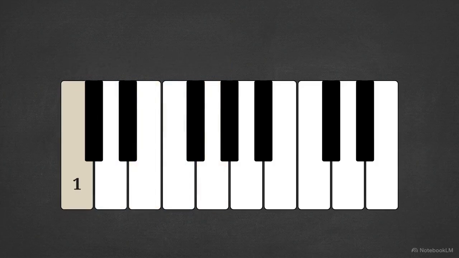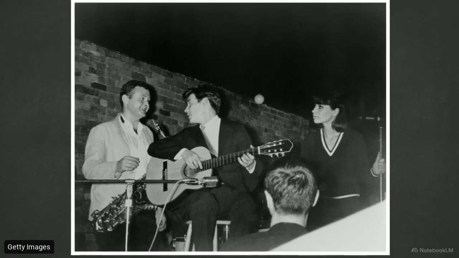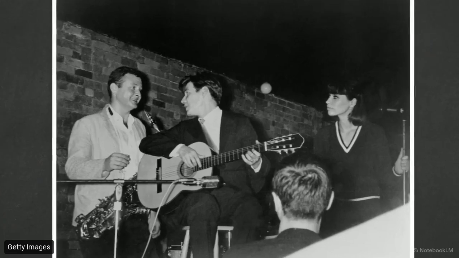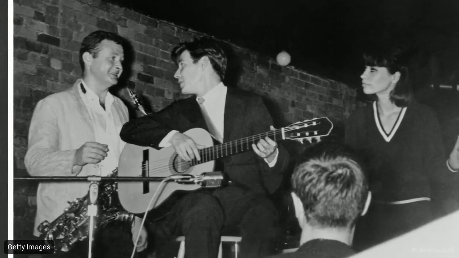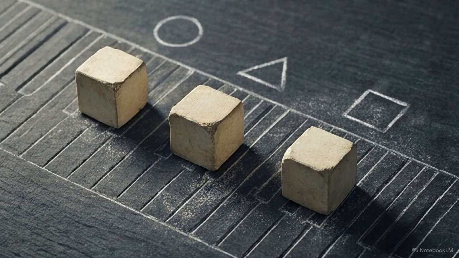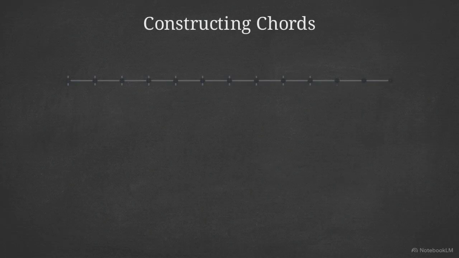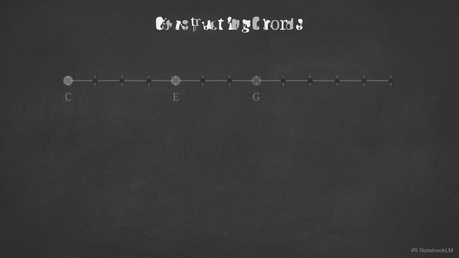A common mistake here is counting the starting key itself as step number 1. Instead, you need to measure the distance by counting the physical steps upward from the root to the target key. This 1-3-5 spacing is the standard architecture for triads, underpinning the vast majority of Western songs. Now that we have the 1-3-5 blueprint, we can modify exact distances, measured in semitones, between these notes to change the chord's emotional character.